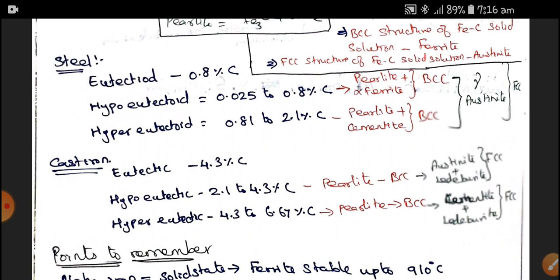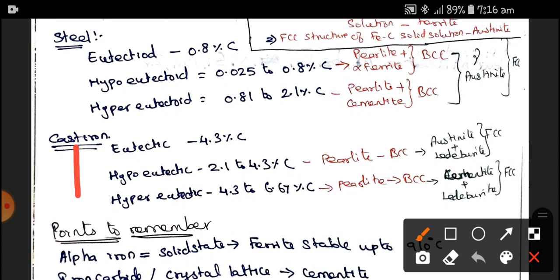Similarly, cast iron is also subdivided into three components: eutectic, hypoeutectic and hypereutectic. Eutectic is 4.3 percentage of carbon, and hypoeutectic is 2.1 to 4.3 percentage of carbon. This is in the pearlite. If it is in the pearlite form, it follows BCC structure. If it is austenite plus ledeburite, it is in the form of FCC structure.